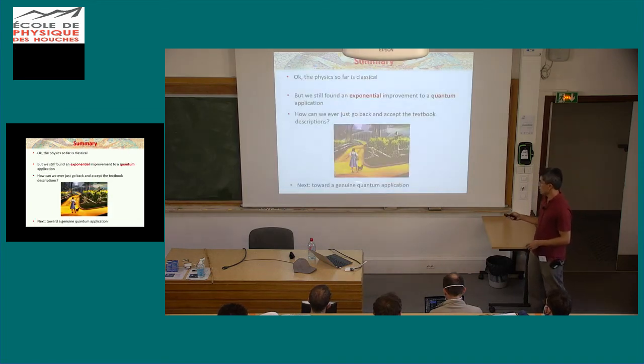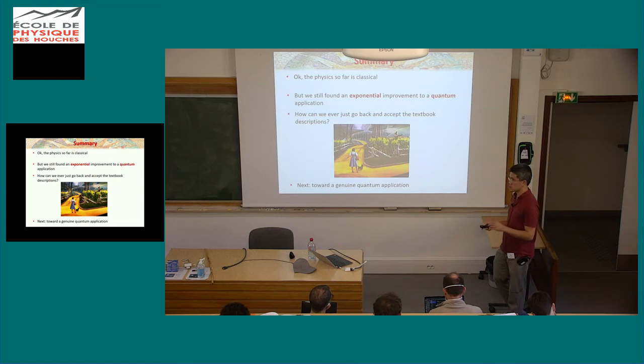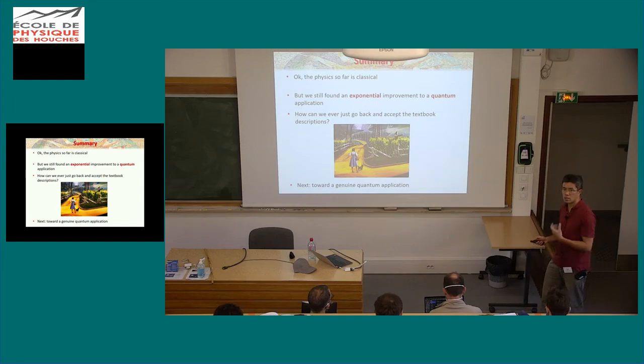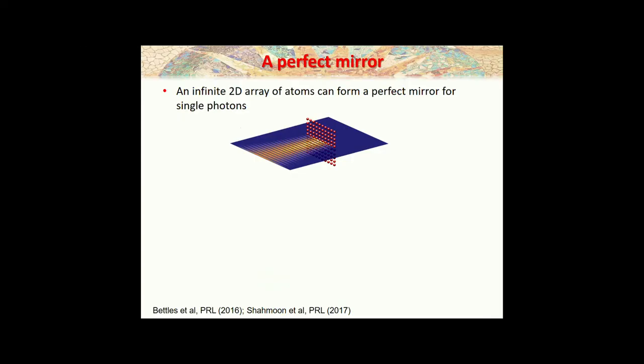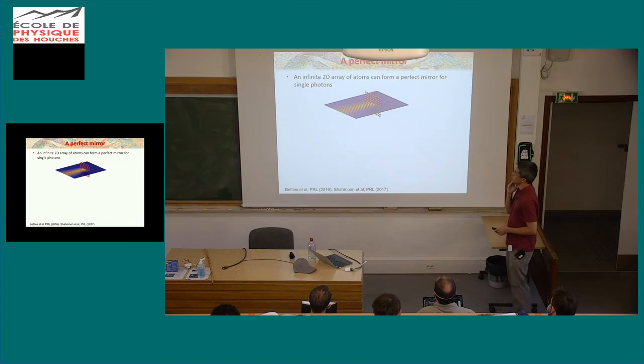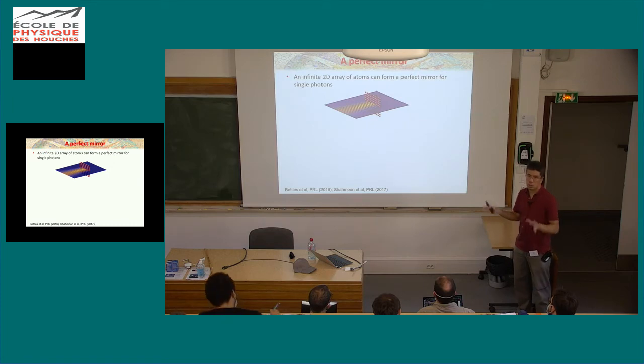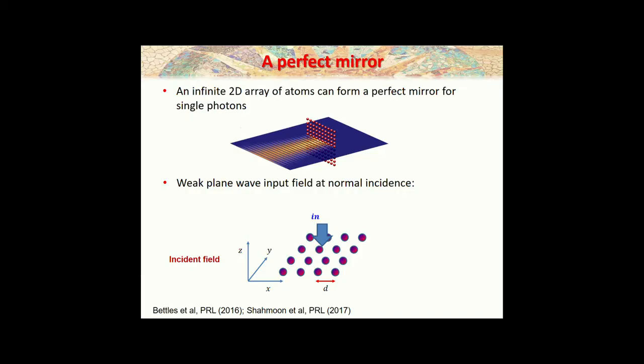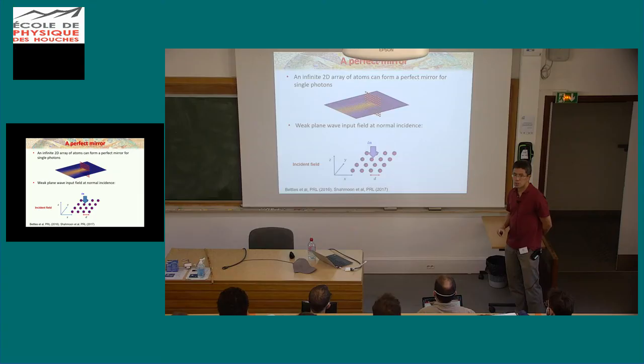So I said, next let's try to work toward a genuine quantum application. And I put in the word toward because before I can jump directly to the quantum application, I have to introduce a little bit more classical physics. It's an example that I also briefly alluded to yesterday: if I create a 2D array of atoms, let's say infinite, just for simplicity, that in principle can form a perfect mirror for single resonant photons. So let me try to explain how that works. And later we're going to exploit this reflection to do something truly quantum mechanical.